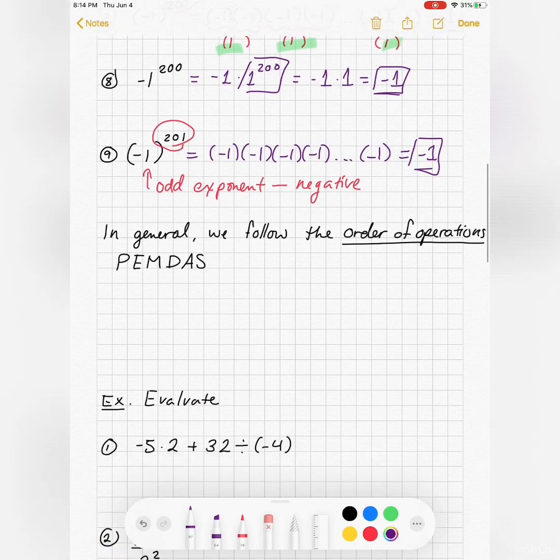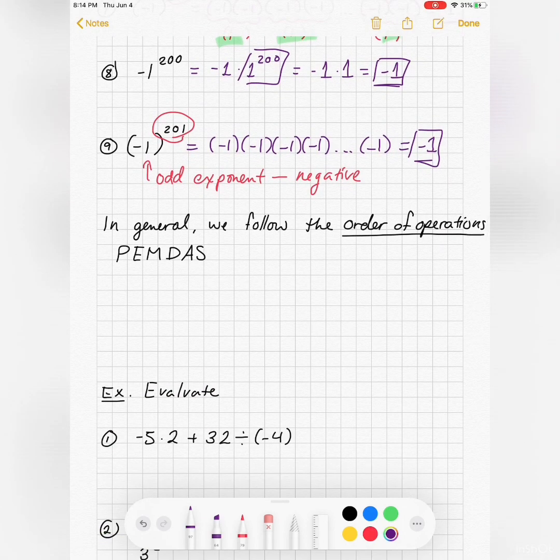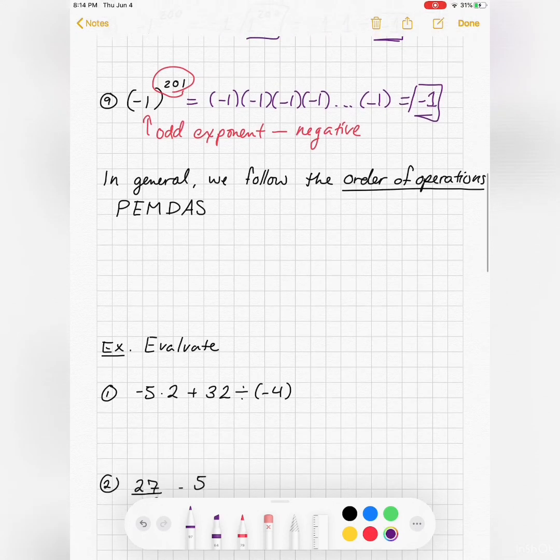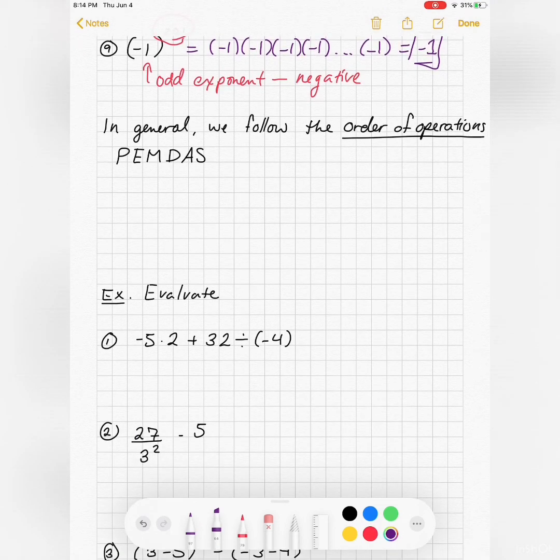Okay, so what's next? Those are some simple-ish examples where I'm just looking at exponents. But we have expressions that are a little bit more complicated. We follow the order of operations, and I bet you've seen this before. We think about these letters PEMDAS to tell us generally how to do this process. We start on the left and we look at what's inside parentheses. Then we look at exponents.